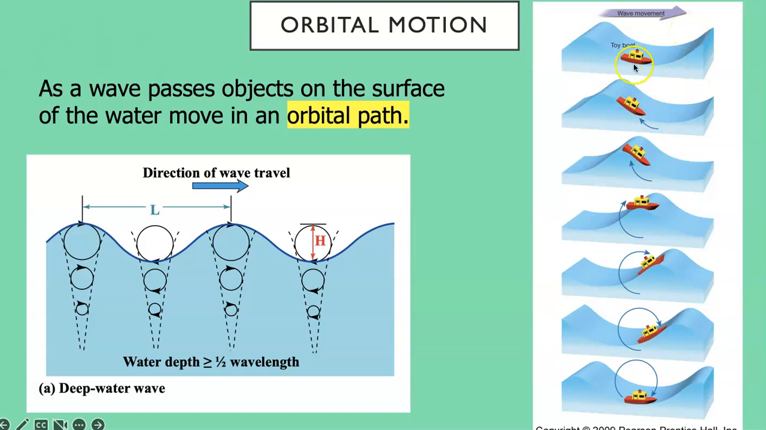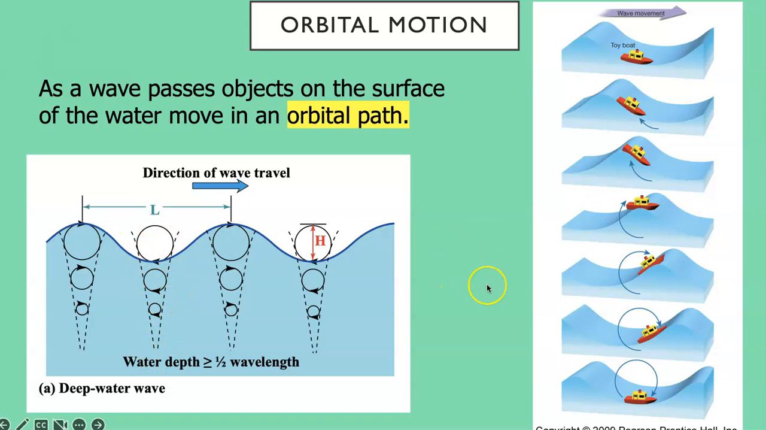It's just moving in a circle. This is called orbital motion or an orbital path. And if we look at a wave sideways, if we take a slice through it, this orbital motion is shown here. And in fact, it decreases with depth.